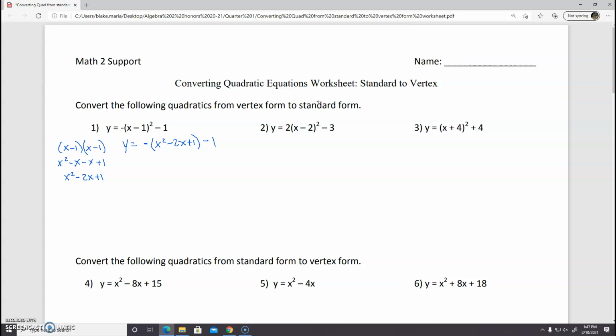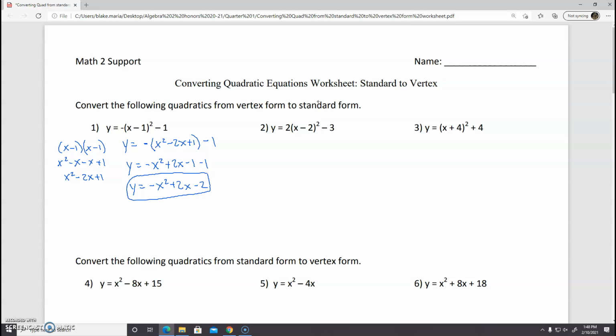So we foiled this. And then we're going to go ahead and distribute that negative. Negative x squared. Negative times a negative makes +2x, -1, and then still -1 on the end. And then combine any like terms. So we got negative x squared plus 2x, -1, -1 makes -2, and that is in standard form. All right, so that's all you're doing here. Foil it out, distribute, combine any like terms, and then you'll have it in standard form.